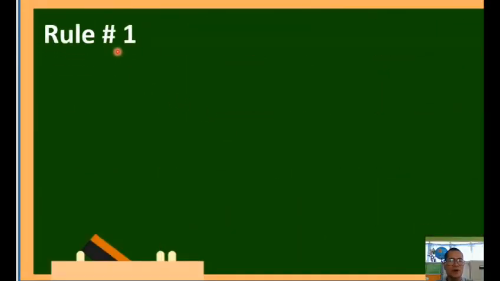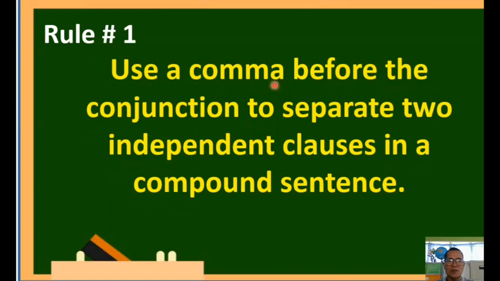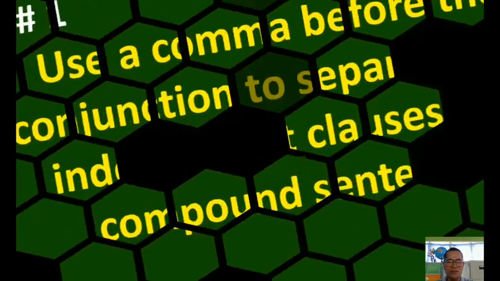Alright, rule number 1. Use a comma before the conjunction to separate two independent clauses in a compound sentence. Ang sabi rito, gagamit tayo ng comma bago ang conjunction para ihiwalay ang dalawang independent clauses sa isang compound sentence.